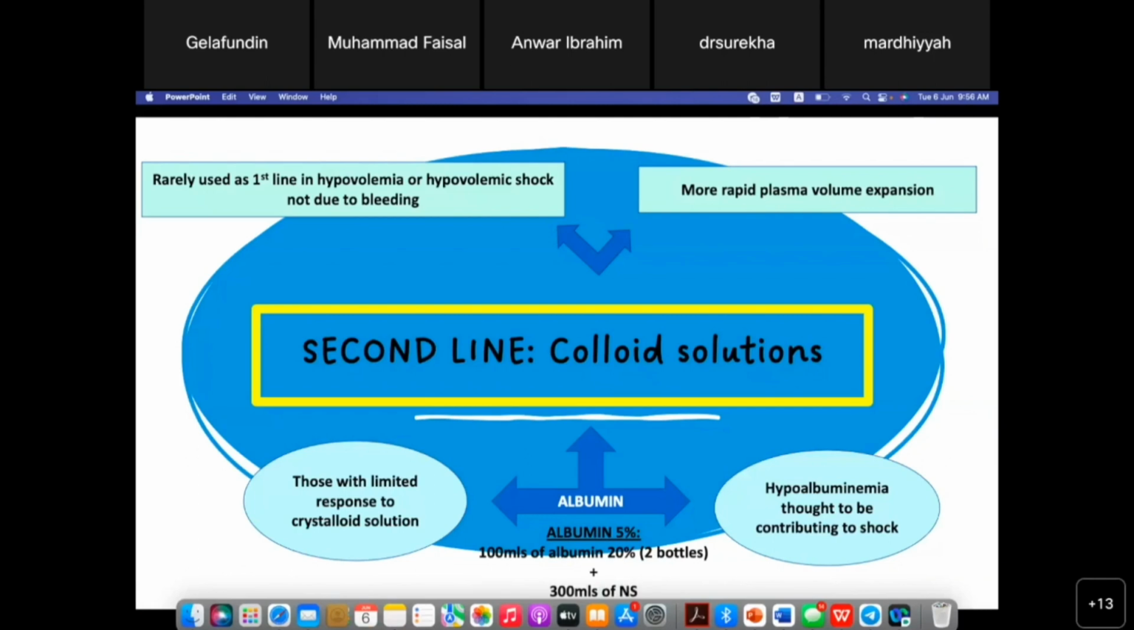So basically albumin usage in the ED is very limited. It is used for those who have a limited response to crystalloid solution, for example in intractable shock or in dengue shock. And then if the hypoalbuminemia is thought to be the cause that contributes to the shock.